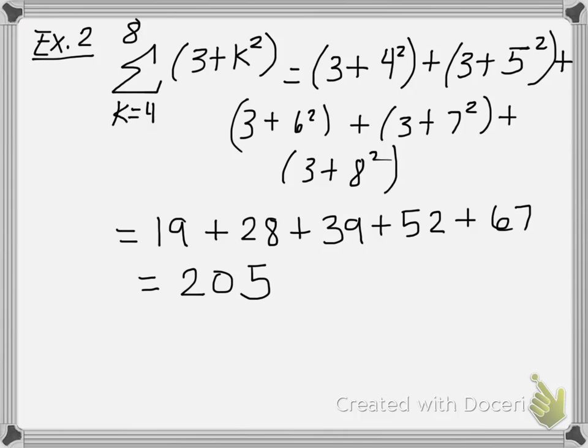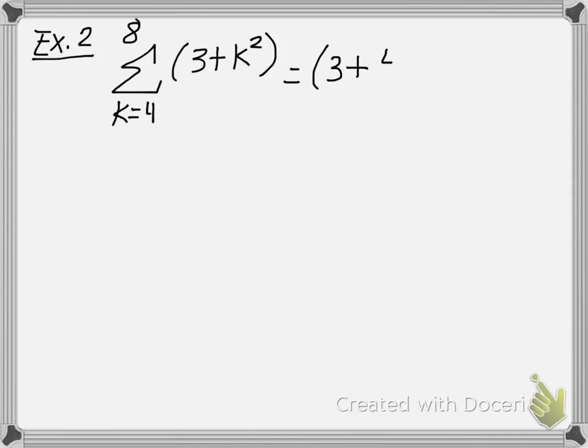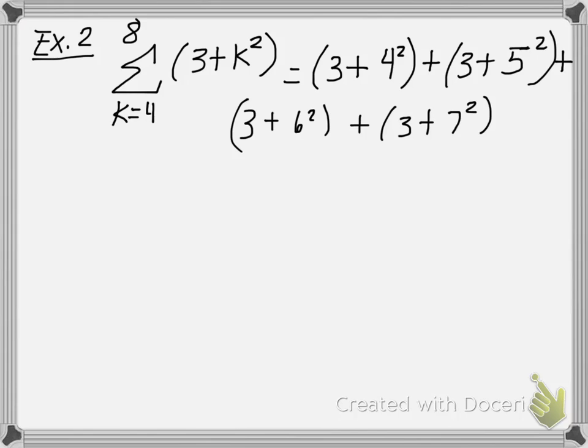So we do 3 plus 4 squared, and then 3 plus 5 squared, and then 3 plus 6 squared, and 3 plus 7 squared, and 3 plus 8 squared. So you have to do it every single time. Now, if it went from 4 to 100, you would have to do it. Crazy, right? Now, the ones on your assignment, there's only about 2 or 4 terms that you have to add. That's the most.